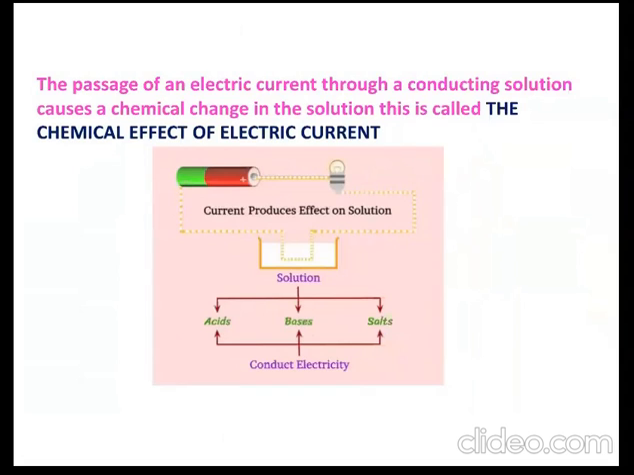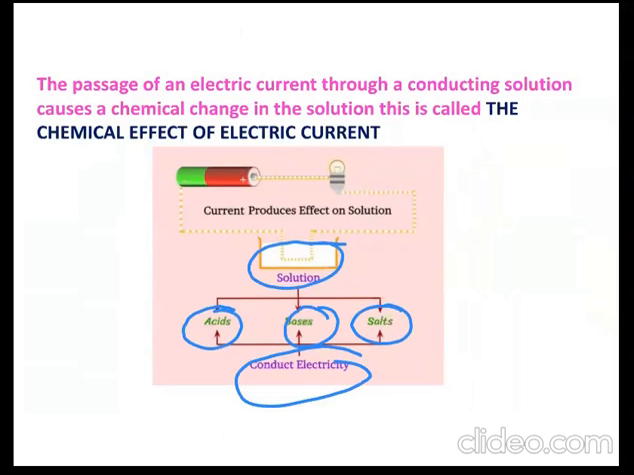Now, when we pass current through a solution of acids, bases or salts, which we know can conduct electricity, then the current will pass through them and the bulb will glow. On passing current through the solution of an electrolyte, it causes some chemical changes, and these chemical changes are known as the chemical effects of current.